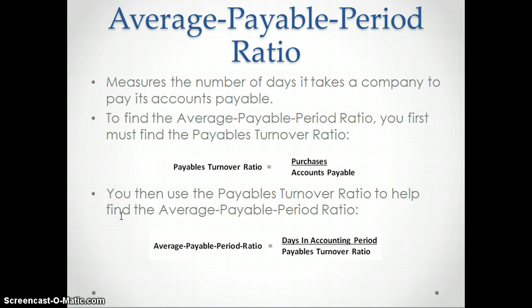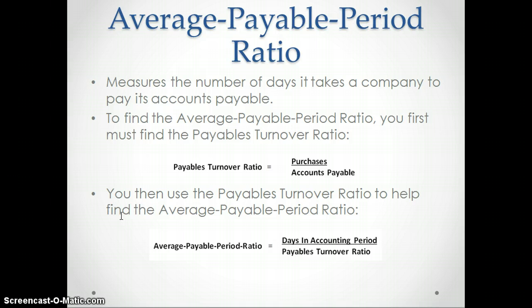The next one is the average payable period ratio, and similar to the average collection period ratio, this is a multiple step process. What the average payable period ratio does is it measures the number of days it takes a company to pay its accounts payable. In other words, it measures how long it takes a company to pay off their debt.